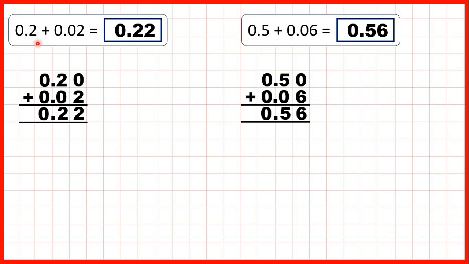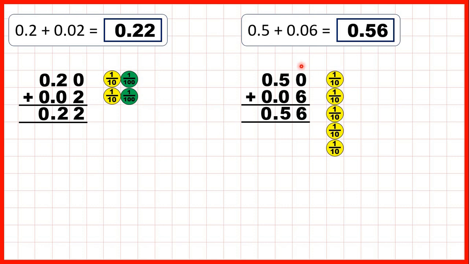So 0.2 is 2 tenths, and we're adding 0.02, so that's 2 hundredths. What do we have altogether? Well, we've got 2 tenths and 2 hundredths, so 0.22. And for this question, we started with 0.5, so that's 5 tenths, and we were adding 0.06, so that's 6 hundredths. Put those together, and we have 5 tenths and 6 hundredths, or 0.56.